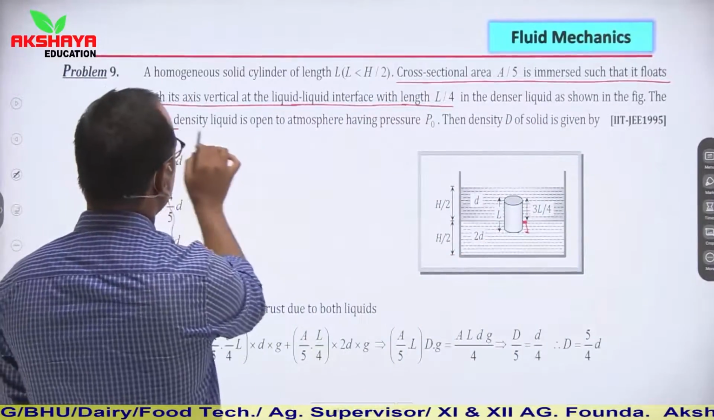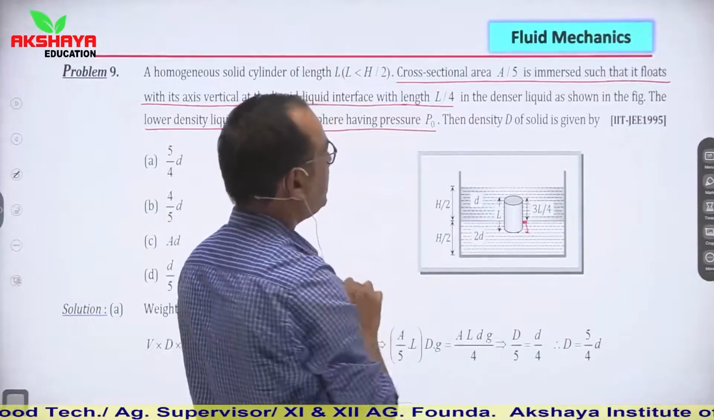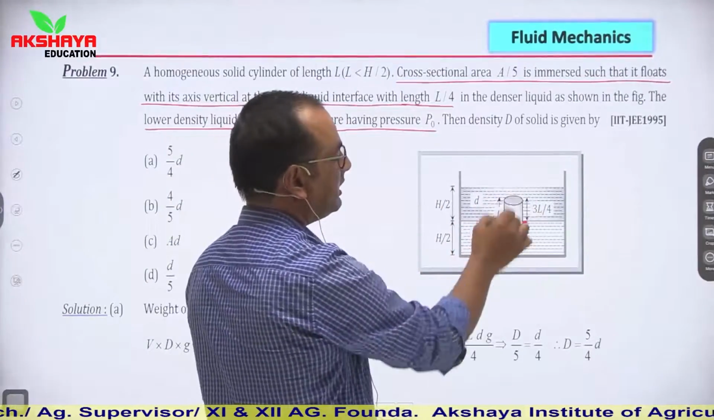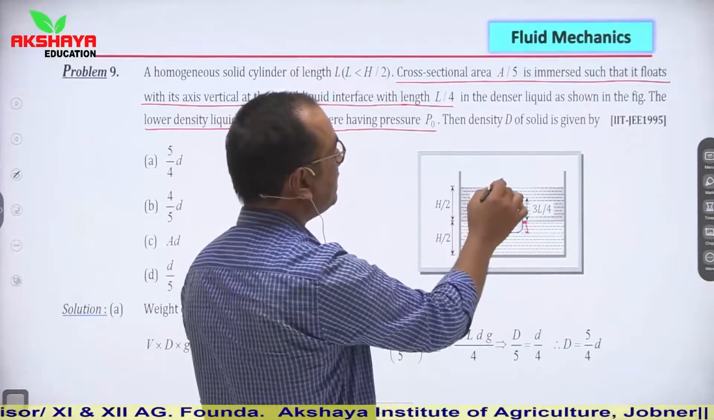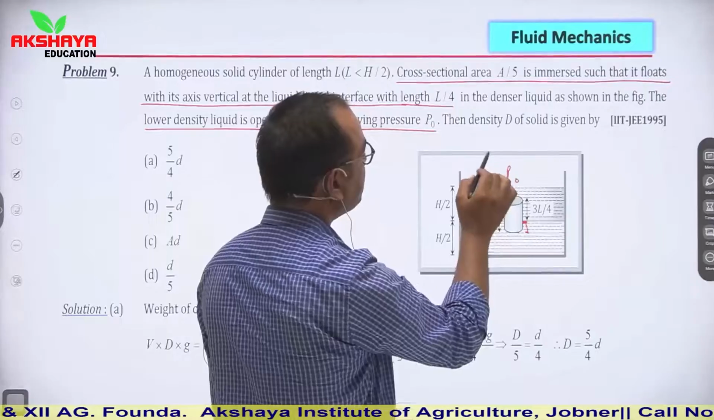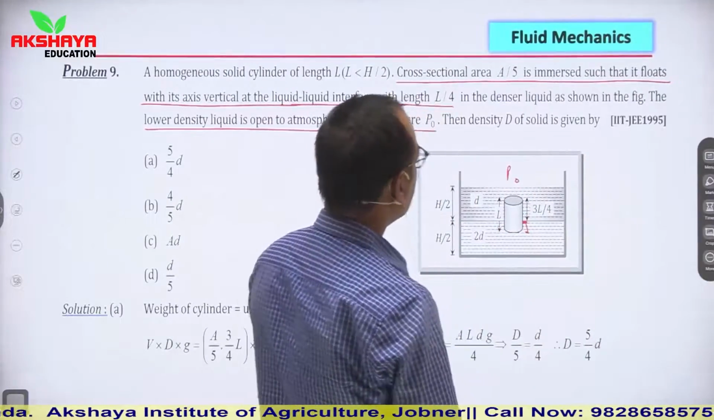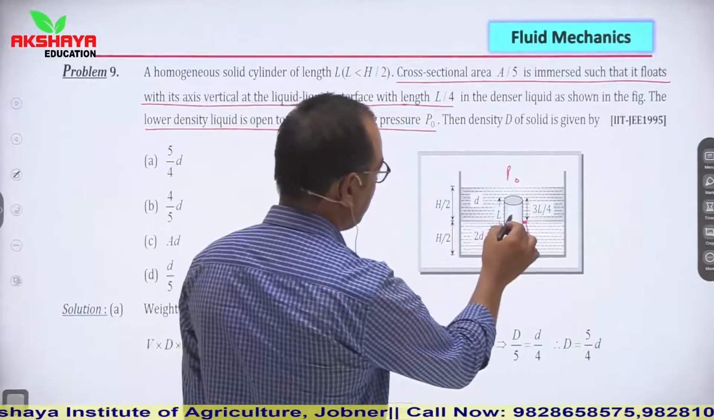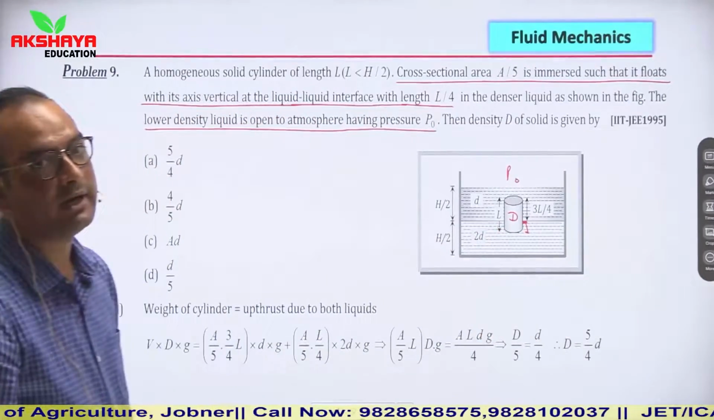The lower density liquid is open to atmosphere having pressure P naught. So in the upward direction the liquid is filled which is of lower density, and here is atmospheric pressure P naught. The density of this solid is, let us say, capital D. So you have to calculate its density.